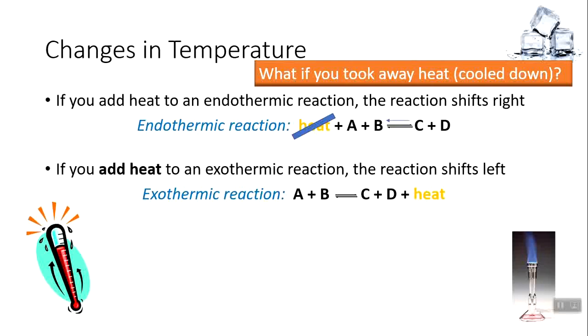For an exothermic reaction, if we take away heat, then it's on the product side, so that means the reaction will shift to the right towards the product when we cool something down. Again, treat heat like it's a substance. Either it's going to be a reactant or a product, and just like we did with concentration, you're going to think of it the same way. For temperature, it's important that you know the difference between endothermic and exothermic, because that will determine the equilibrium shift.